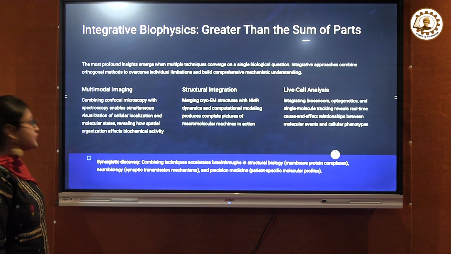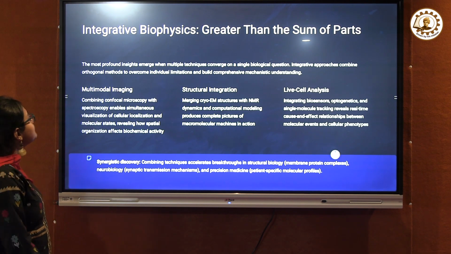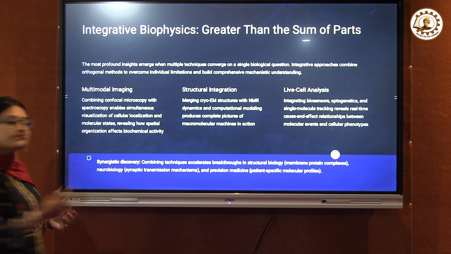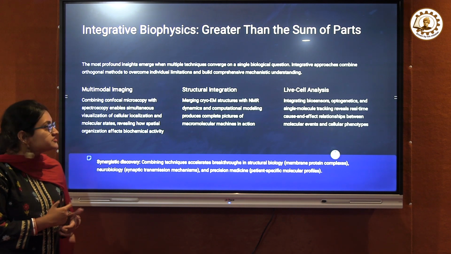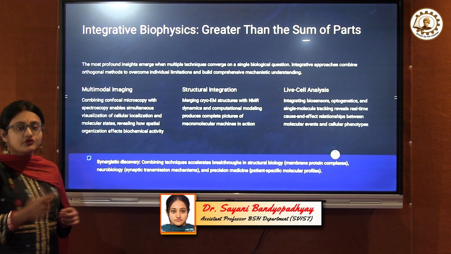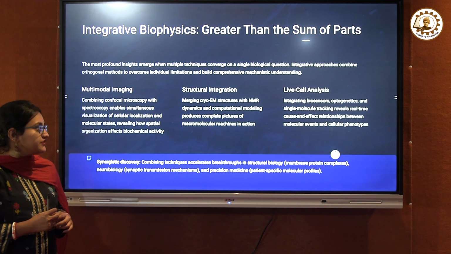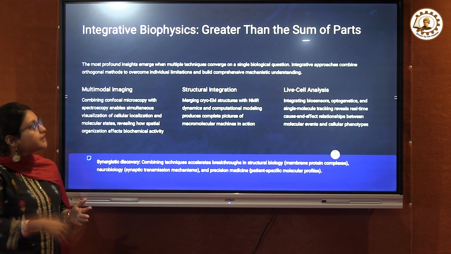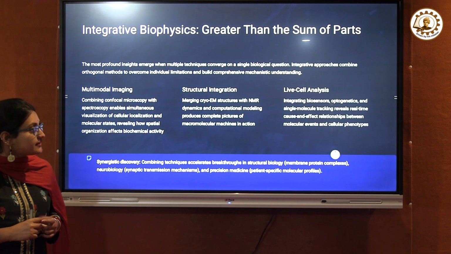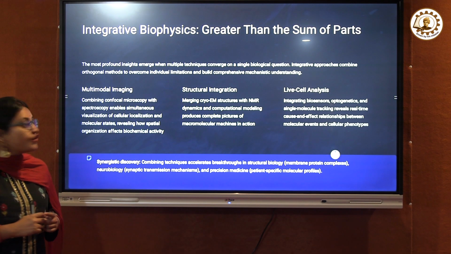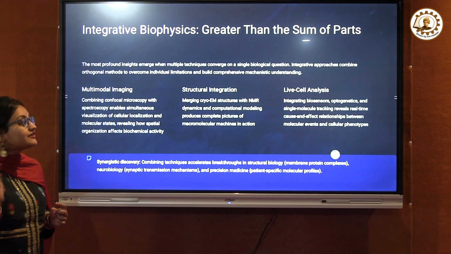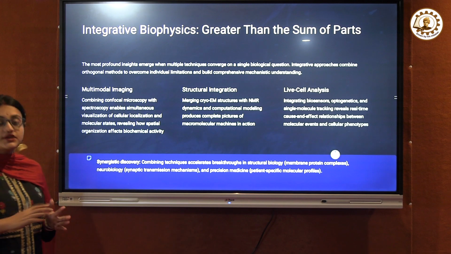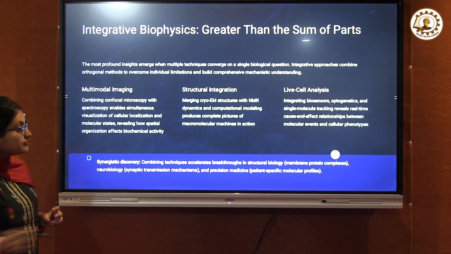It's multimodal. We already observed multimodal imaging, combining confocal microscopy and spectroscopy for structure detection, structure integration using cryo-electron microscopy, which I already mentioned, and biophysical dynamics measurement. It's also microscopy and spectroscopy combined, and live cell analysis with integrated biosensors. Single molecule tracking reveals the real-time cause and effect relationship between molecular events and the cellular phenotypes we observe.